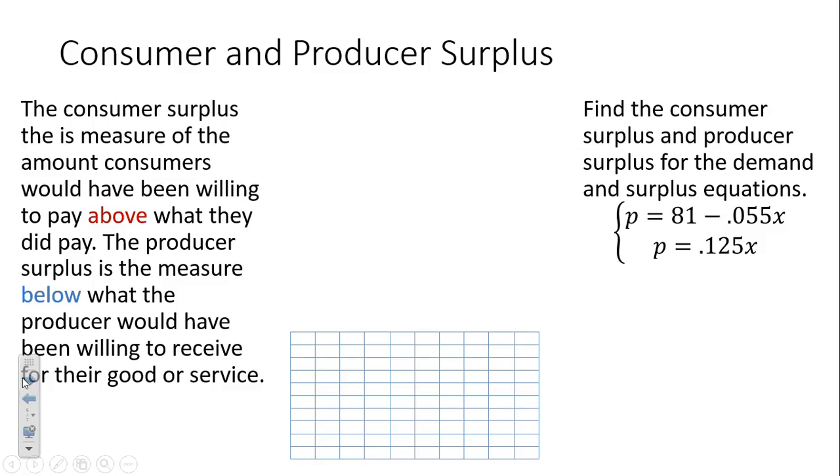Yeah, P equals P, so let's make the right side equal the right side. Okay, so let's do that. Let's take 81 minus 0.055x and set it equal to 0.125x and solve. So we'll find the x coordinate of that solution.